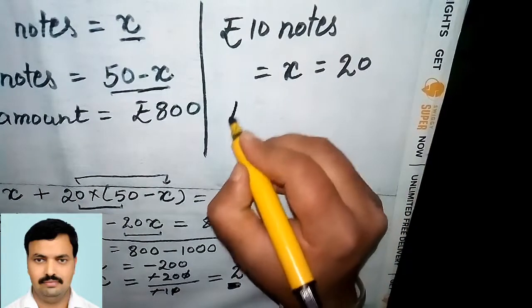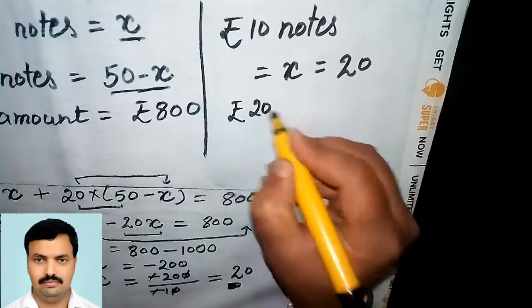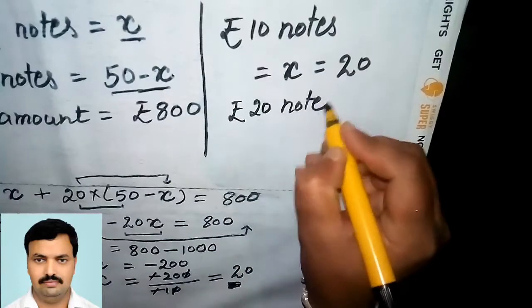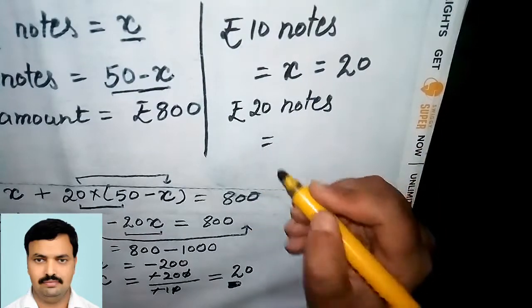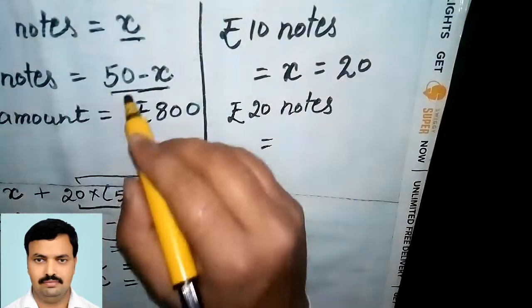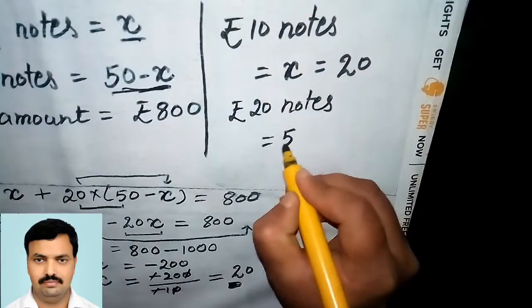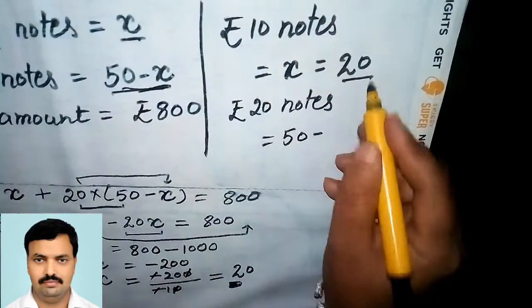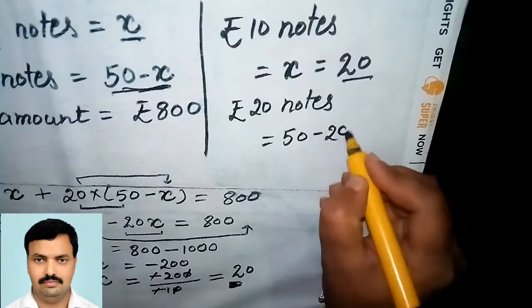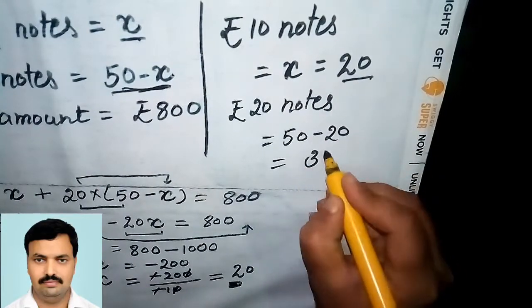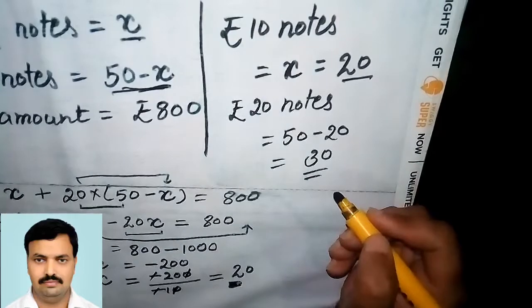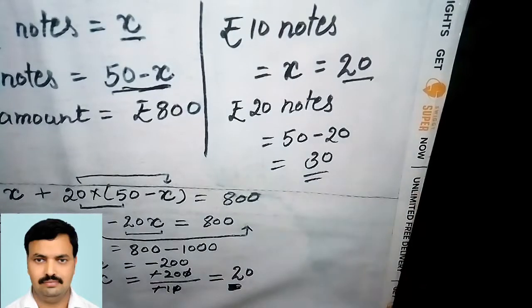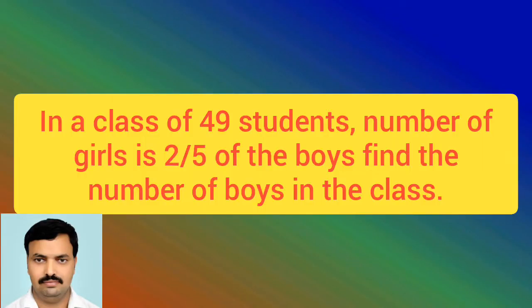20 rupees notes, which we took equals to 50 minus x, will be 50 minus the value of x, which is 20. So 50 minus 20 is 30, which is the required solution for the answer. In the same way you can solve the remaining such questions.